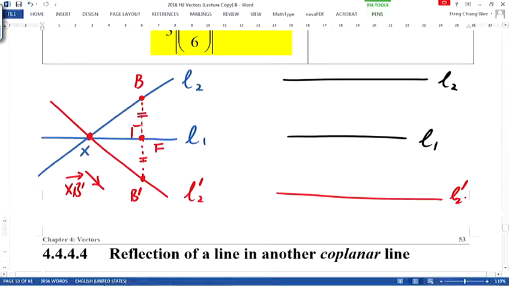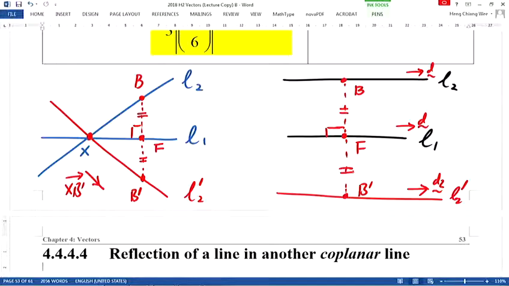This is actually much easier because if L1 and L2 are parallel, they share the same direction vector, isn't it? So L2 prime must also be parallel to L1 and L2. So the direction vector is already found. All I need is one more point on L2 prime. So likewise, we do the same trick. We find B first, then find the foot of perpendicular, then find B prime using the midpoint theorem. Then we are done.